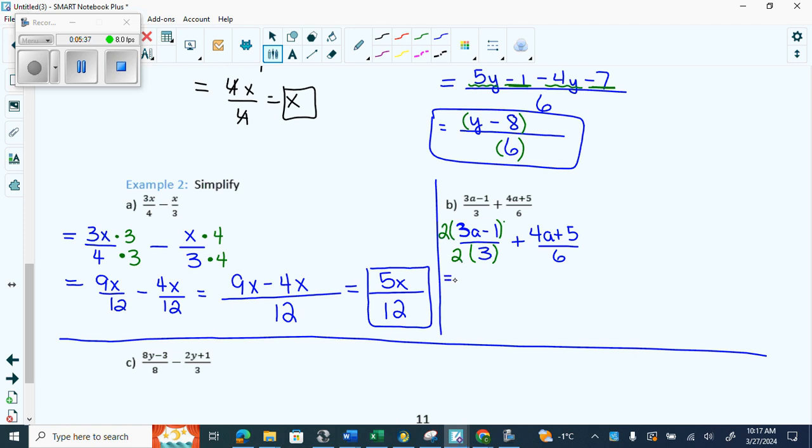Now, you should have equal signs running down your page because every expression equals the next expression equals the next expression, okay? You shouldn't just have random things floating on a page and no equal sign to be found. So always check. So we have 2 times 3a is 6a, and then 2 times negative 1 is negative 2, over 6, plus (4a plus 5) over 6.